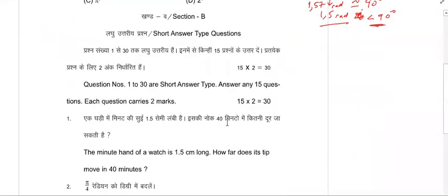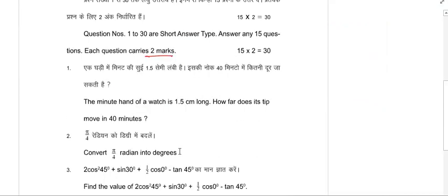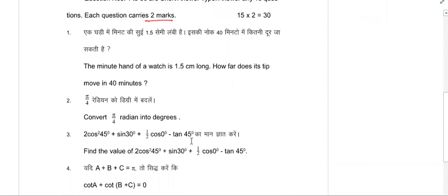Now, looking at these short type of questions, each carries 2 marks. Question number 1. The minute hand of a watch is 1.5 centimeters long. How far does its tip move in 40 minutes?